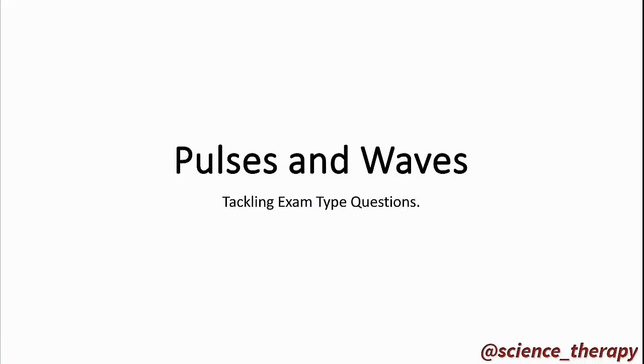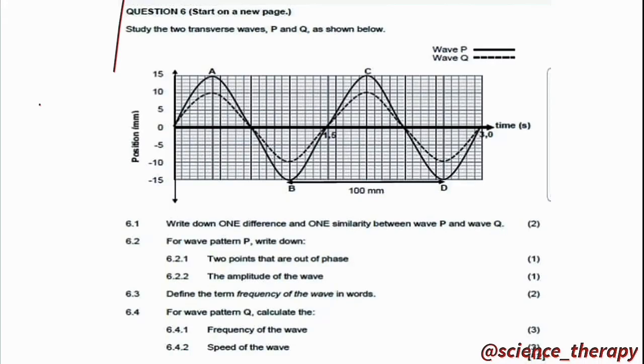Hello, grade 10. In today's lesson, we're going to be looking at pulses and waves, and we are tackling exam type questions. Now, let's see the question that we have here. We have question 6. It says, study the two transverse waves, P and Q, as shown below. Now, we have wave P, which is in bold, and then wave Q, the one that is dashed.